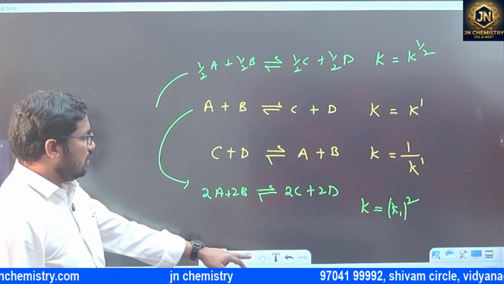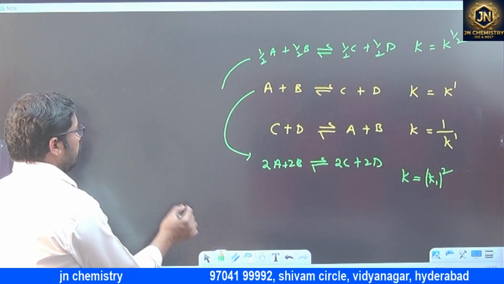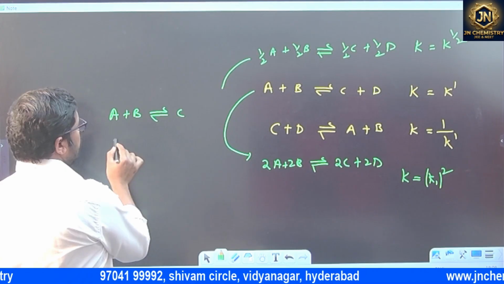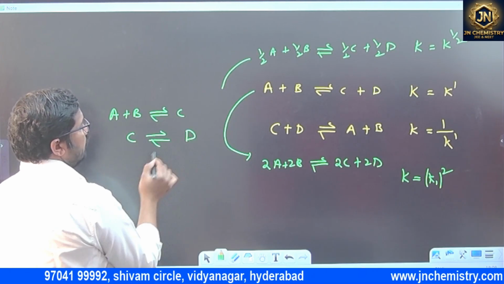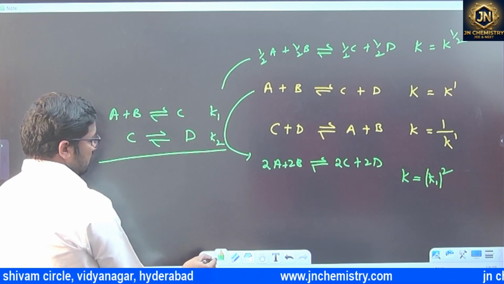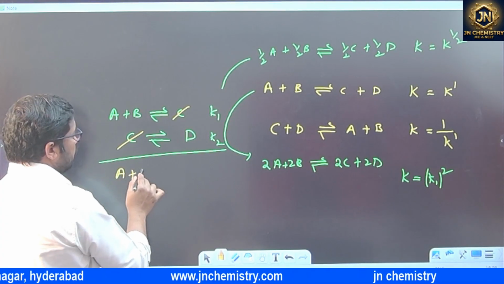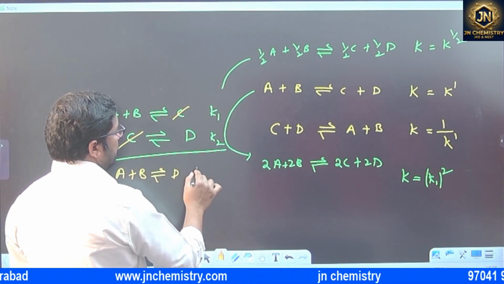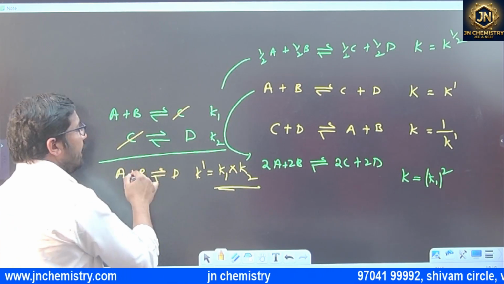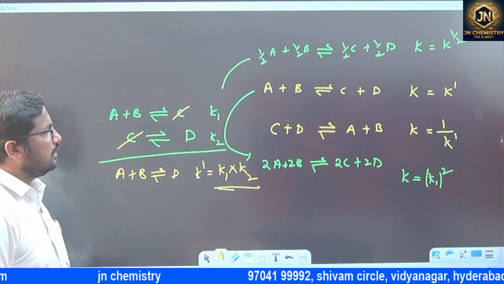So when we are adding two equations, for example, equation 1, A plus B gives rise to C, and C gives rise to D. This is K1, this is K2. When we are adding these two, what exactly happens now? C gets cancelled, A plus B gives rise to D, K dash is equal to K1 into K2. So when we are adding the two equations, we need to multiply K1 into K2. Okay?